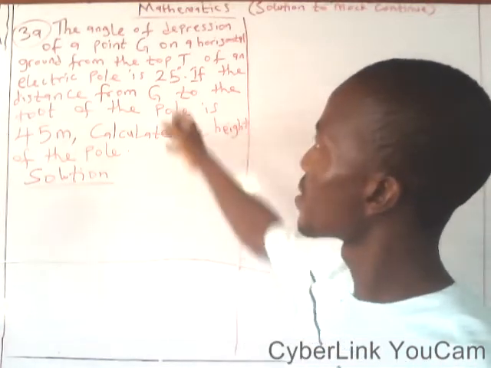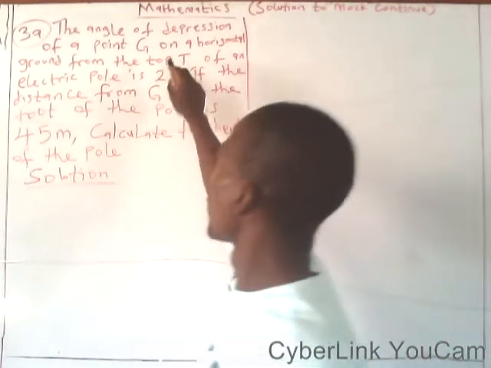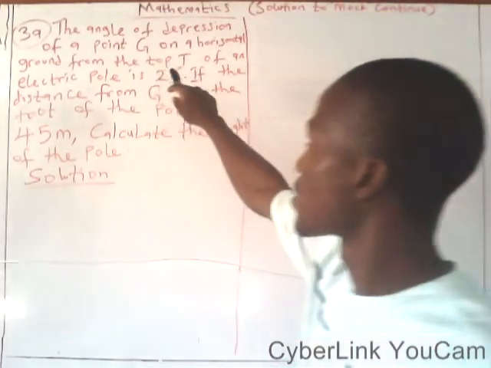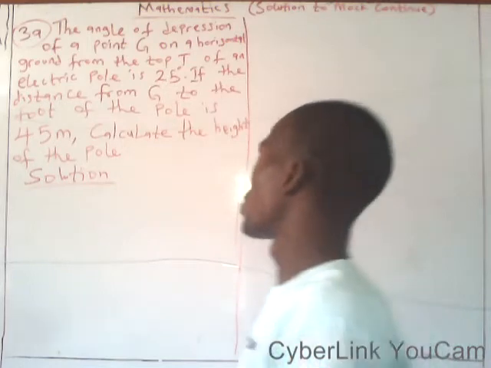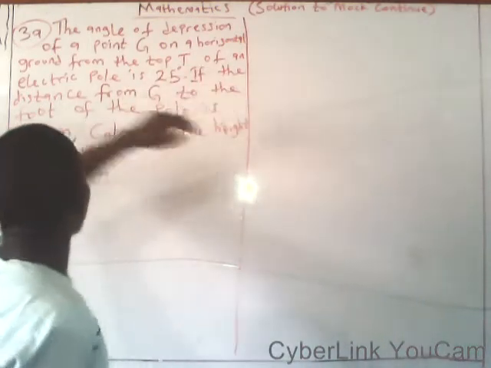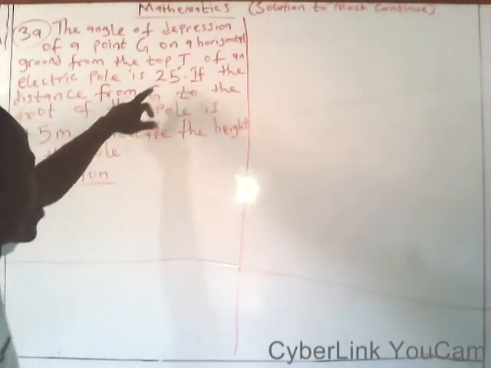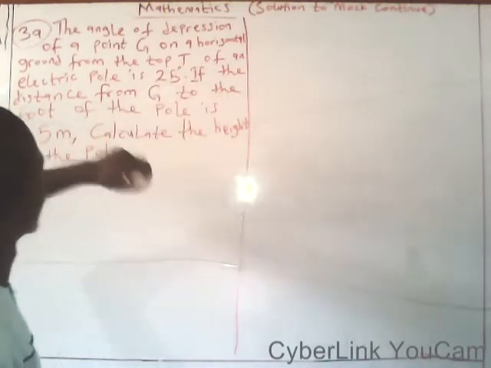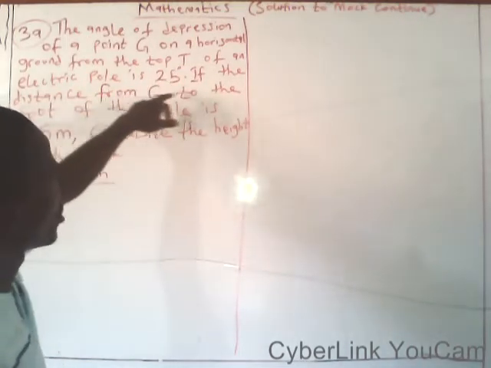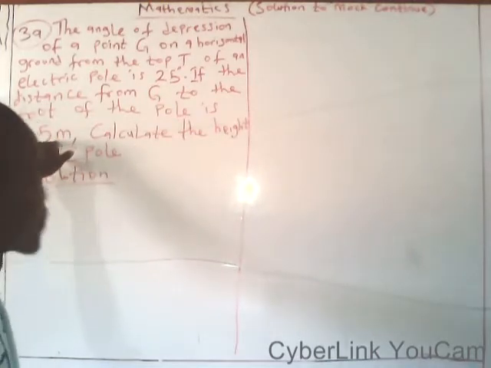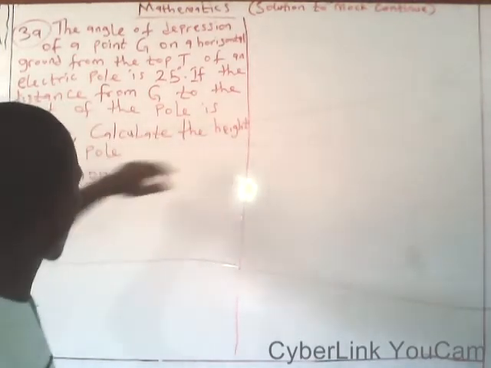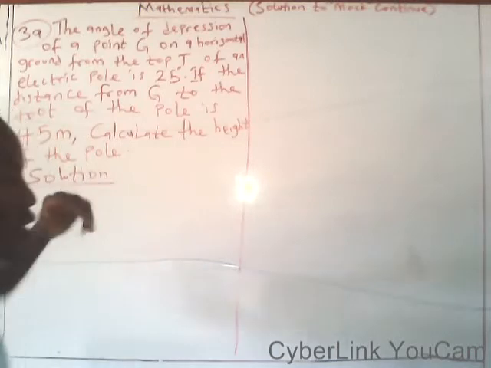The question says that the angle of depression of a point G on a horizontal ground from the top T of an electric pole is 25 degrees. If the distance from G to the foot of the pole is 45 meters, calculate the height of the pole.